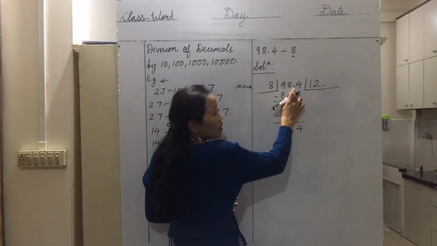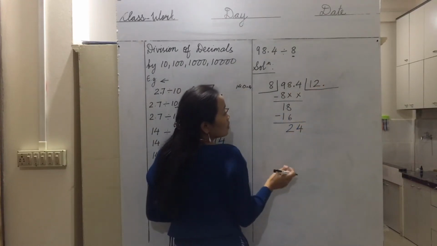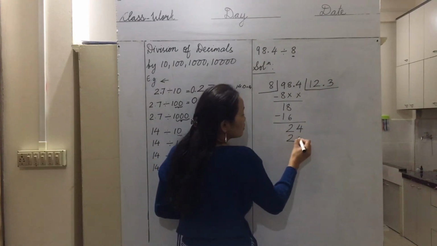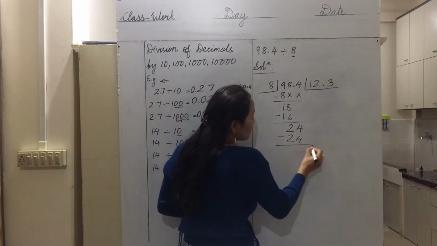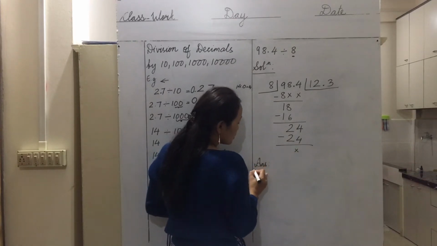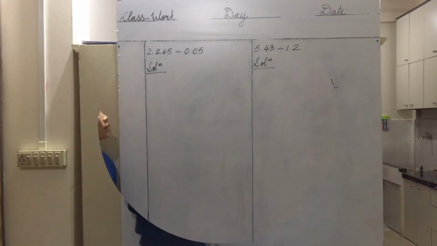Then we divide 8 how many times? 8 3 times 24. We subtract, we get 0 as the remainder. So the quotient is the answer, and that is 12.3.